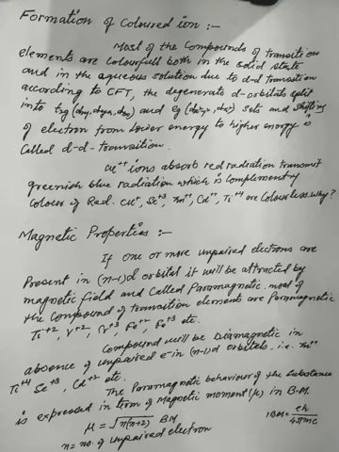In this video, we are going to study the formation of colored ion and magnetic properties. We start from the formation of colored ion. We know that most of the compounds of transition elements are colorful both in the solid state and in aqueous solution. Now what is the reason behind it? Due to d-d transition. The reason is so simple.